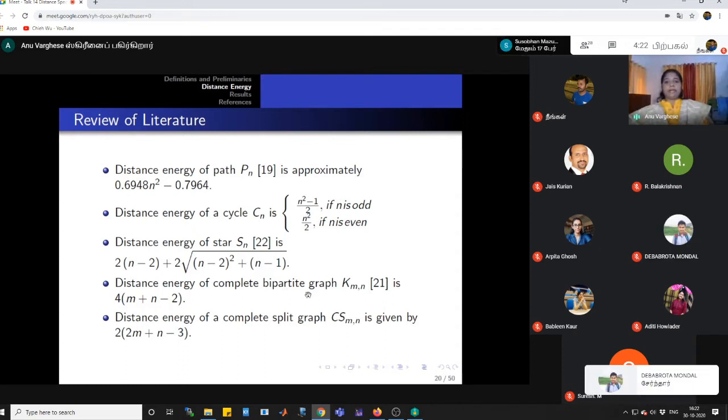Now we consider the complete bipartite graph Km,n. It is known that the distance energy of the complete bipartite graph is 4 times (m plus n minus 2). The complete bipartite graph has two positive distance eigenvalues. The distance energy of a complete split graph CS(m,n) is given by 2 times (2m plus n minus 3).